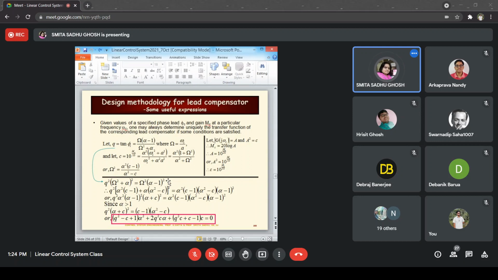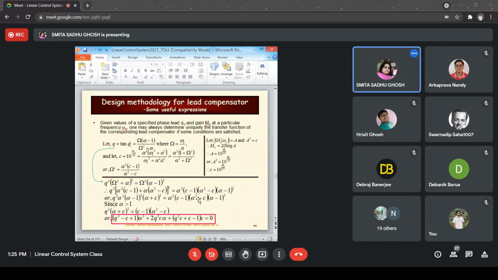From here, substituting for capital omega square from this in this expression, we obtain an expression which does not contain capital omega square but is an expression in q, alpha, c. Those are the parameters that we have over here, but not capital omega, which we have substituted from there.